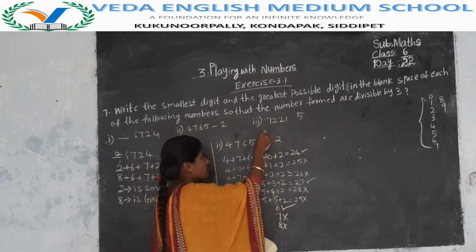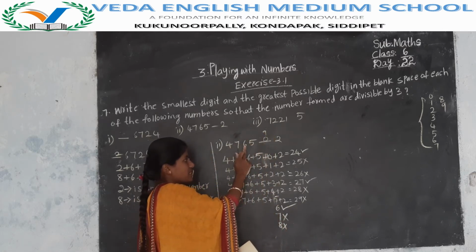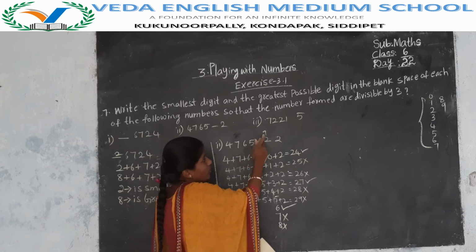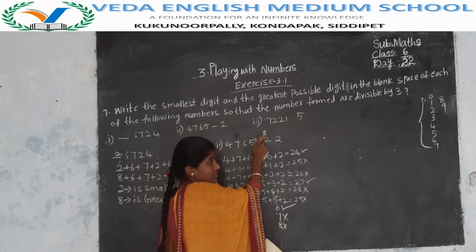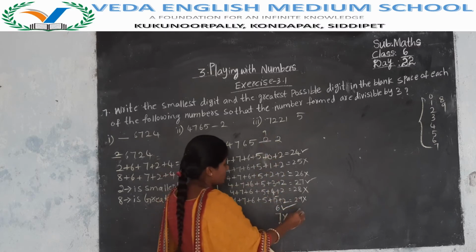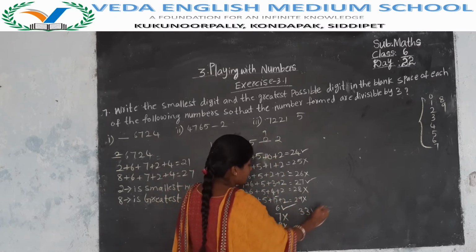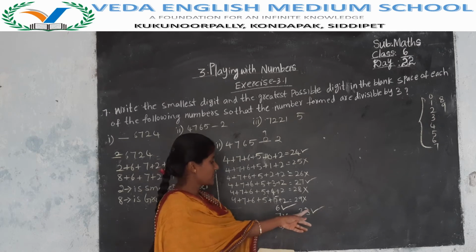Last with 9. 4 plus 7, 11, 11 plus 6, 17, 17 plus 5, 22, 22 plus 9, 31, 31 plus 2, 33. Yes, 33 is divisible by 3 because 3 plus 3 is 6.